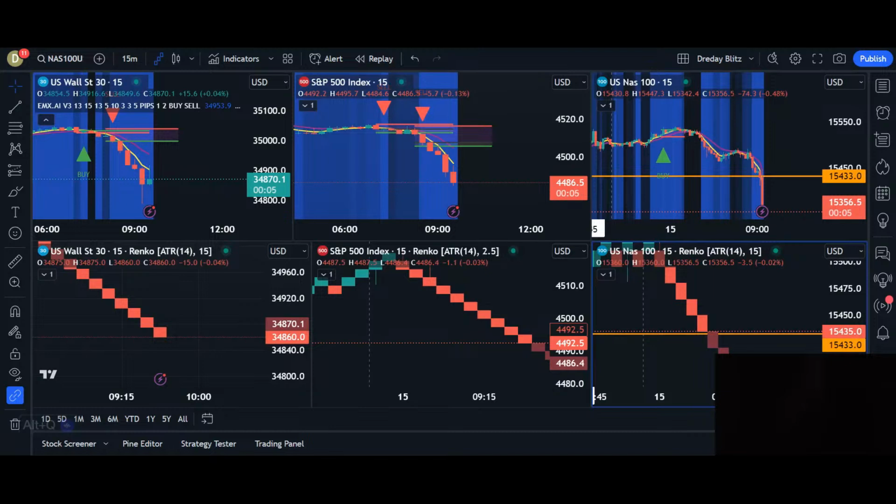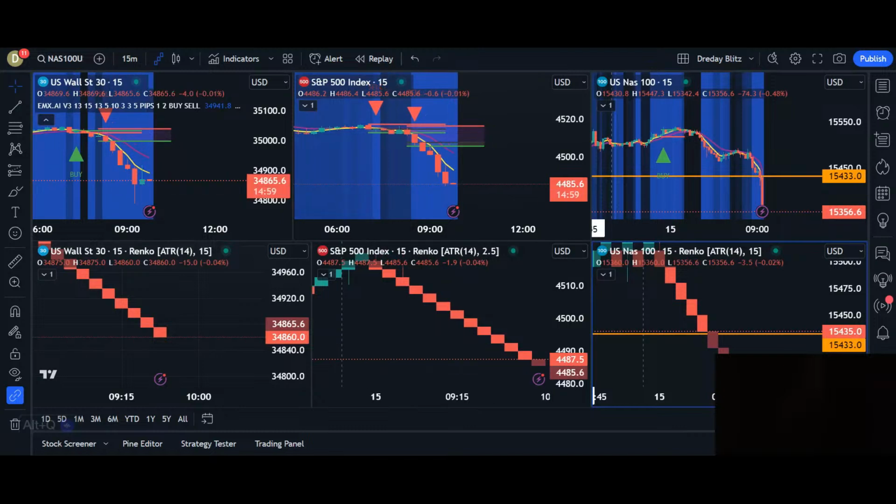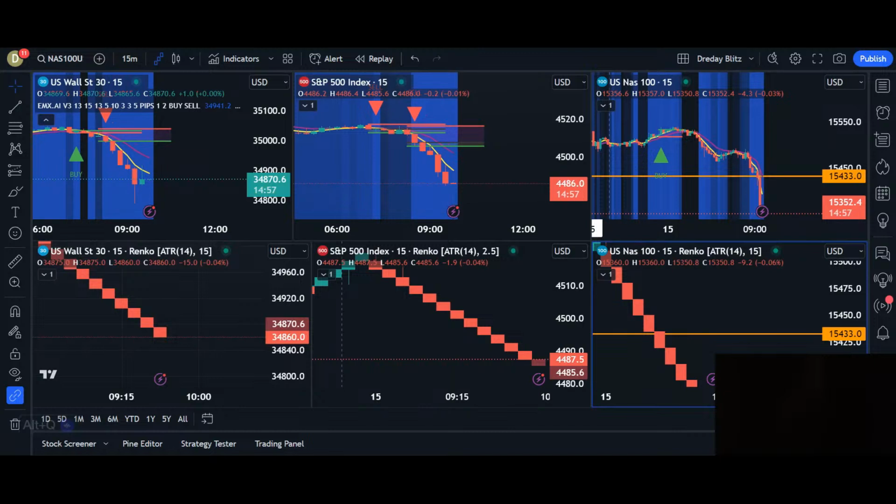Yeah, you said 8:30 New York open. Basically, it opens at 9:30. So 9:30 Eastern Standard Time, depending if there's daylight saving or whatnot. So it's 9:30, not 8:30.